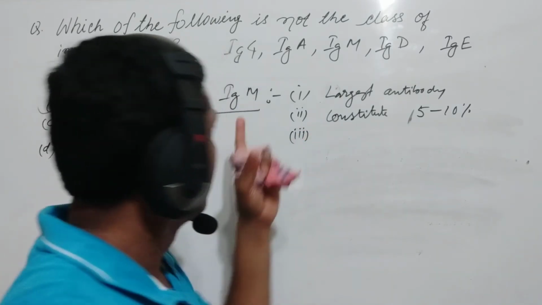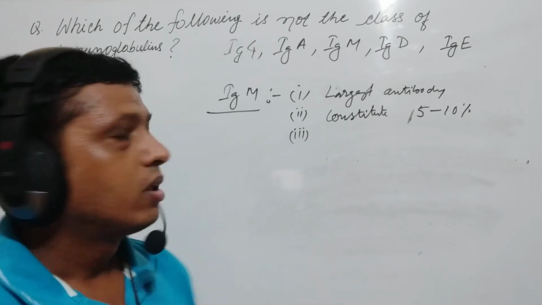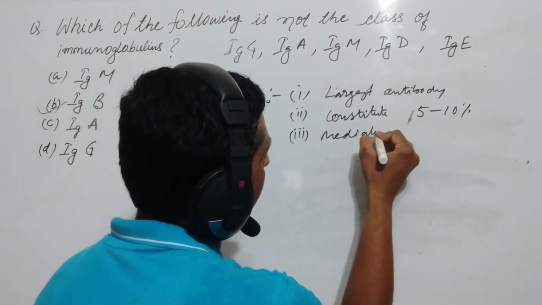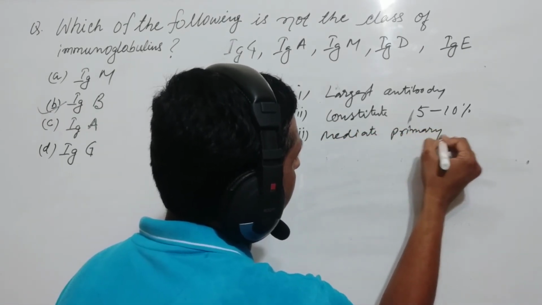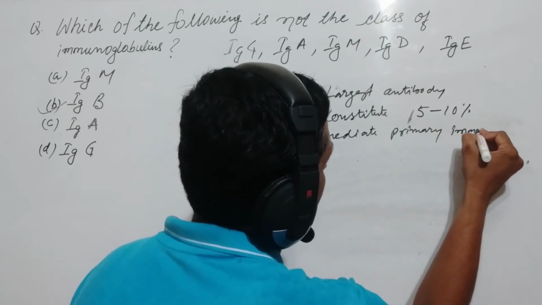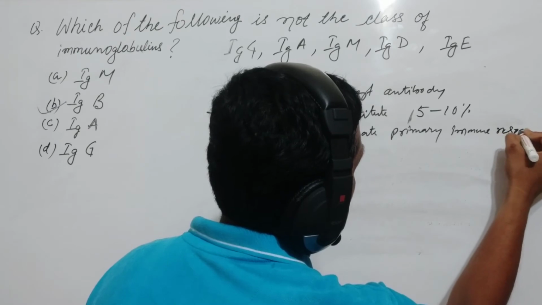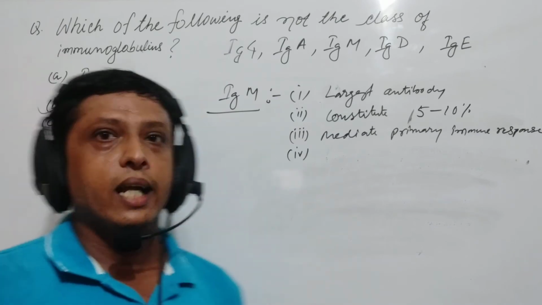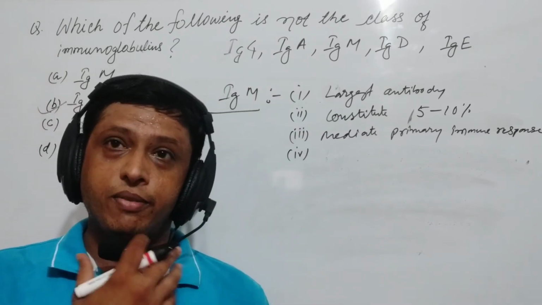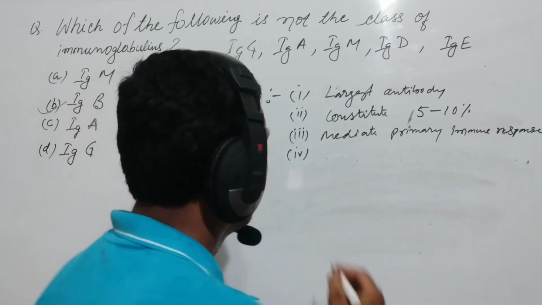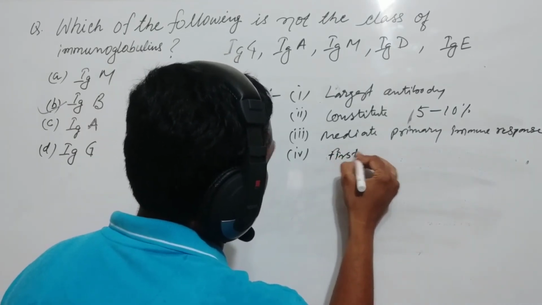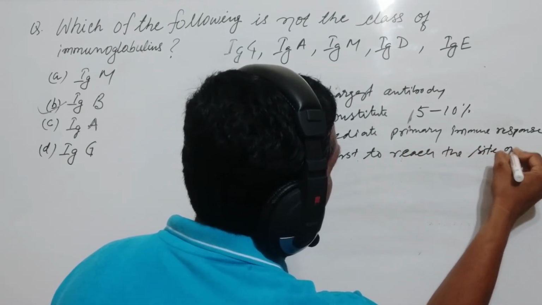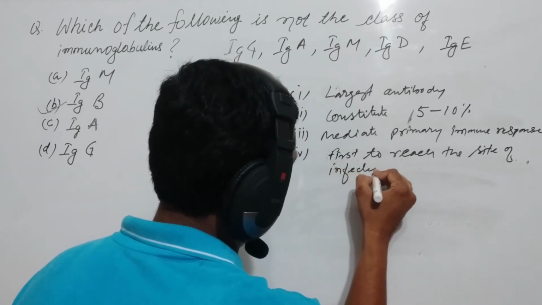The important point about IgM is what? It mediates the primary immune response. These are the first antibodies to reach the site of infection.